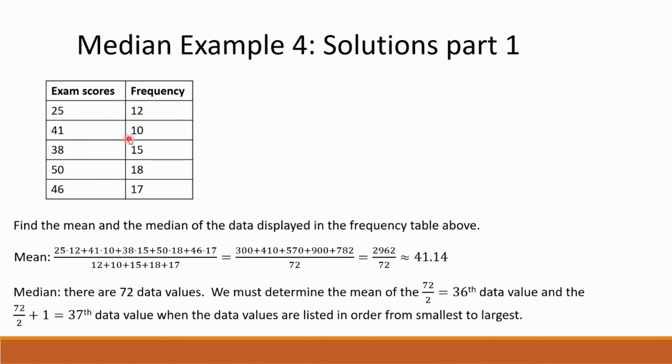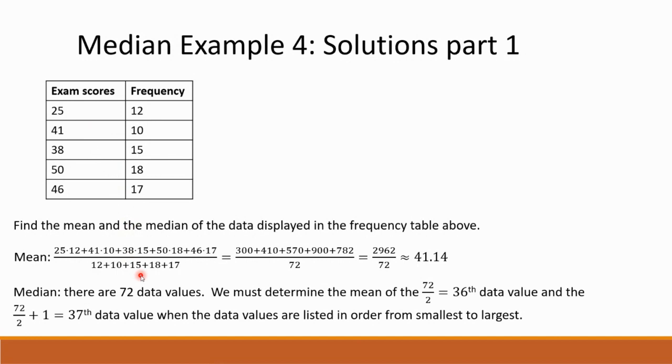41 is listed 10 times, so you would have 41 times 10. 38 times 15 you would have. 50 times 18, 46 times 17. Again, you're just basically multiplying each data value by its frequency. That's what you're doing.